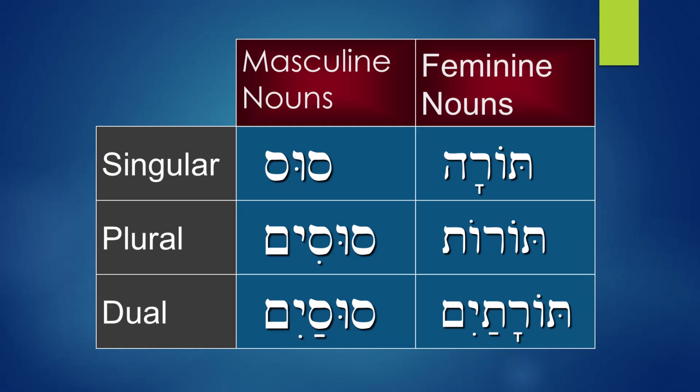Hebrew has two genders, masculine and feminine. And there are three categories of number. You have the singular, one item or one object. You have plural, more than one object. And you have duo, meaning a pair of things. Also remember we said the lexical form of a word is a word in its singular form. So the lexical form of these words here, for example, is going to be sus for sosim, and Torah for Torot.